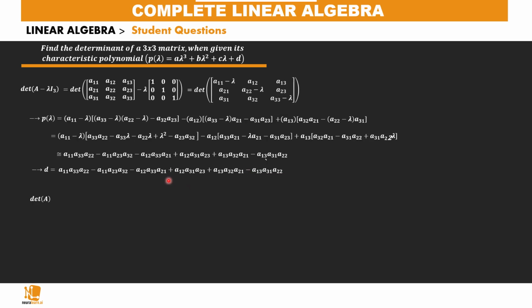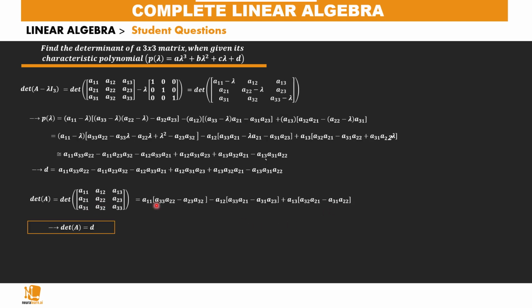Now let's find the determinant of A. The determinant of A is this, which is actually equal to A11 into A33 times A22 minus A32 times A23, which is this, minus A12 into A33 times A21 minus A31 times A23, which is this, plus A13 into A32 times A21 minus A31 times A22, which is this. From here, we could see that the determinant of A is actually equal to D.